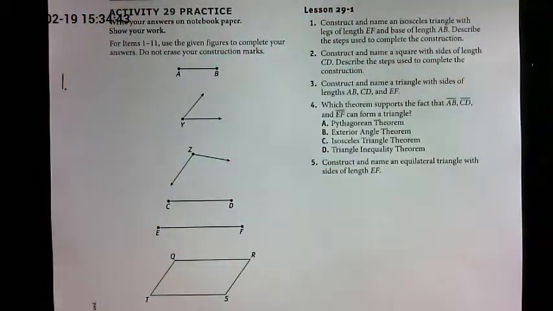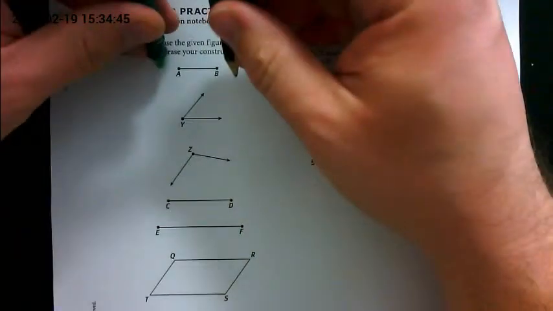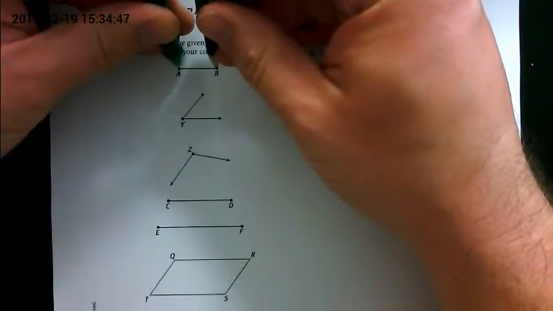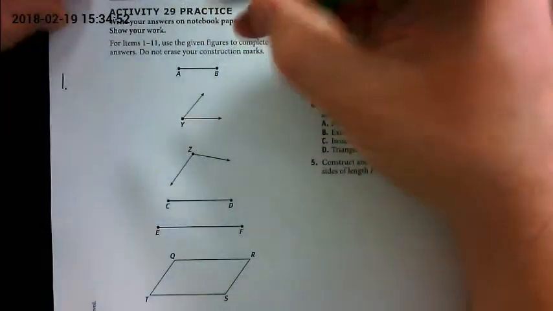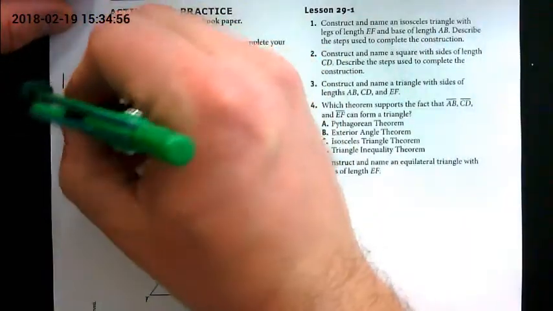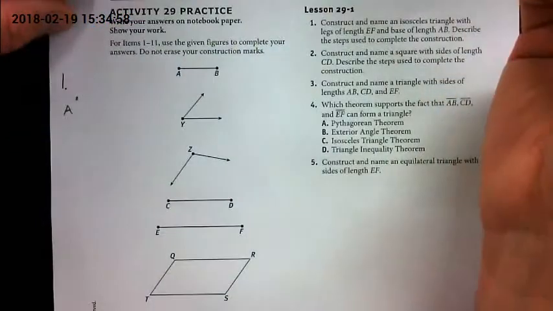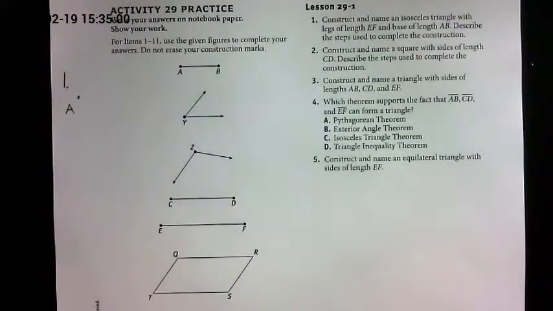So they want the base to be AB, so we're going to need that length. We need a starting point, so let's use A. You could either draw a line first or you can mark it first. Either way is fine, but that'll be A. And you don't even really have to name that segment.